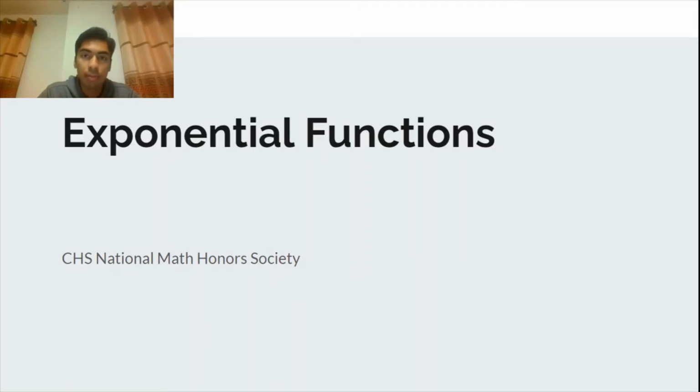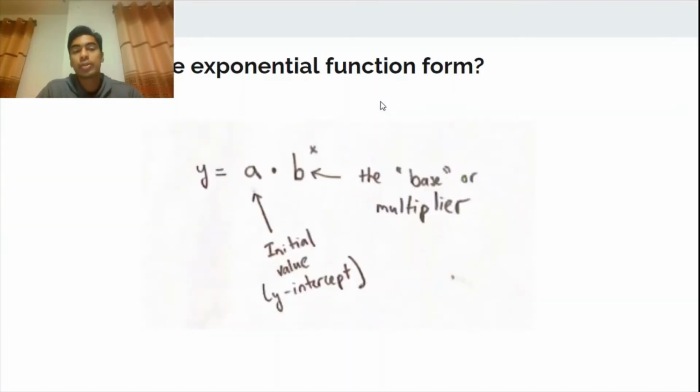Hi, I'm a member of the Math and National Honor Society, and today I'm going to be going over exponential functions. So first, let's just discuss what an exponential function looks like.